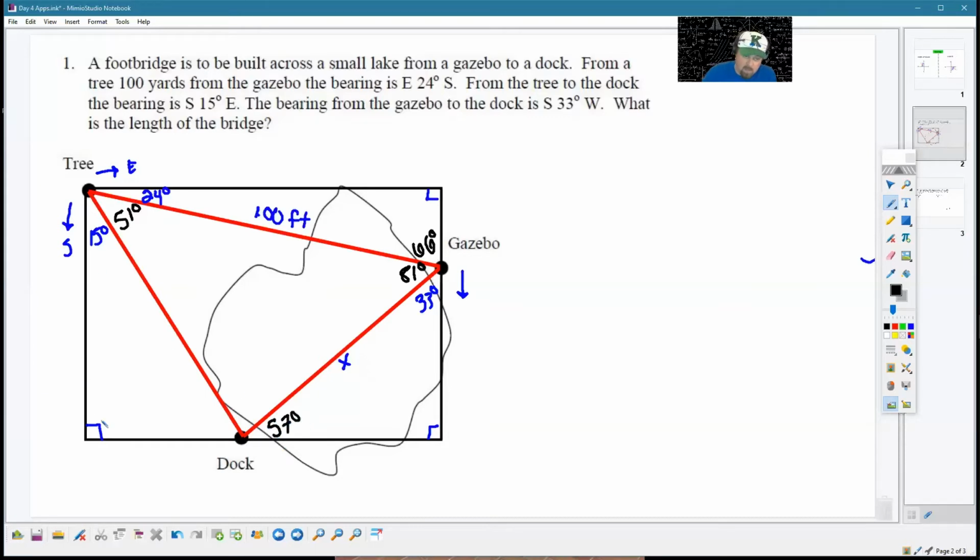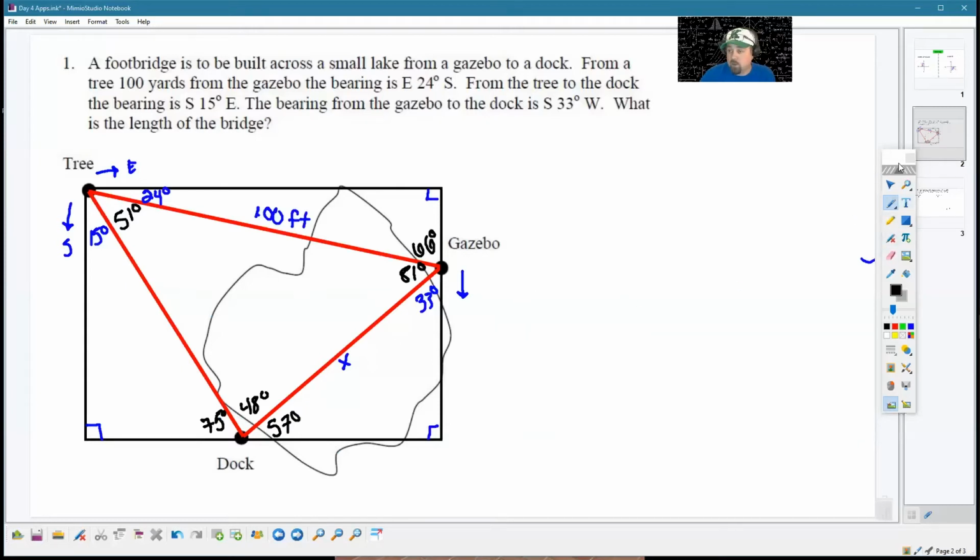57. 15 and 90, so that's 105. So that's going to tell me that this is 75. And then those three should add up to 180 because that's a straight line. So 75 and 57, and then we take away 180 minus that, and we're going to get 48 degrees in here. Now let's check our math, make sure we get everything set up. So 51 plus 81 plus 48, and lo and behold, that's 180 degrees that are inside our triangle, okay?